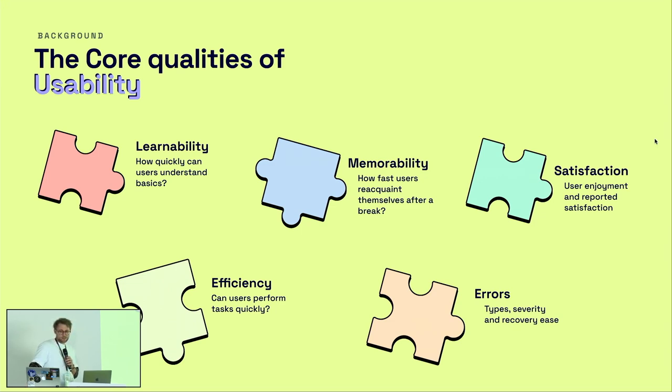So thanks to these studies, we've pinpointed these five little puzzle pieces here. There's learnability. How quickly can users understand the basics? Efficiency, can users perform tasks quickly? Memorability, how fast can users reacquaint themselves after a break from the product? Errors: types, severity, recovery. And satisfaction, how much do they like the product? Using these principles in your design isn't just a way of ticking boxes, it's about making sure that stuff works well and it's actually enjoyable, or at least not painful to use.